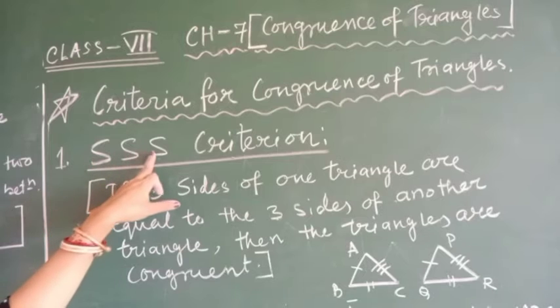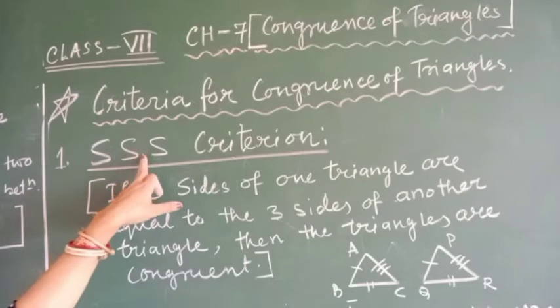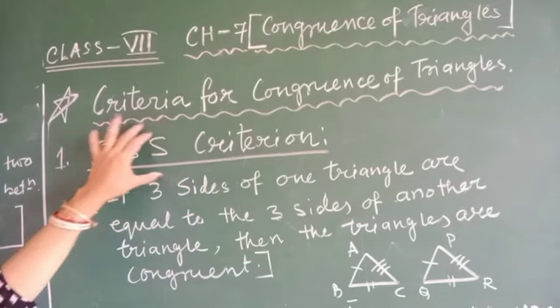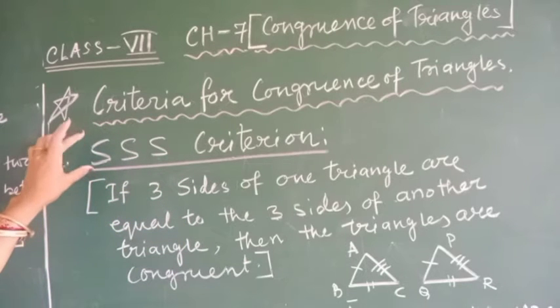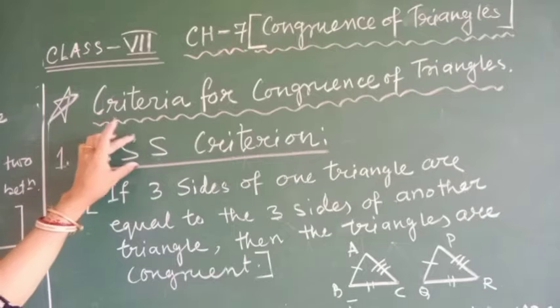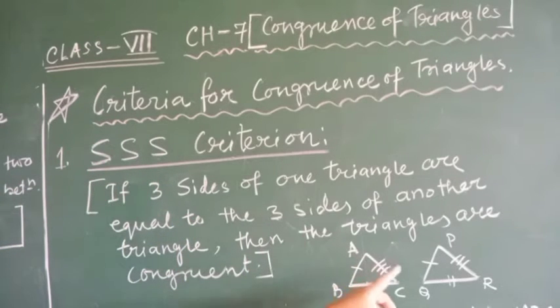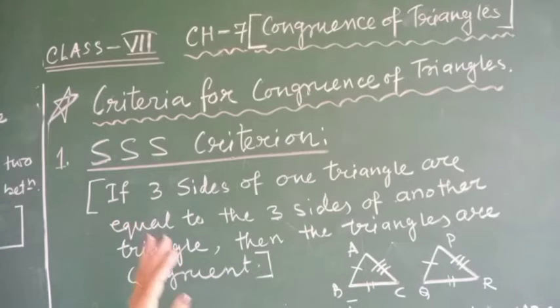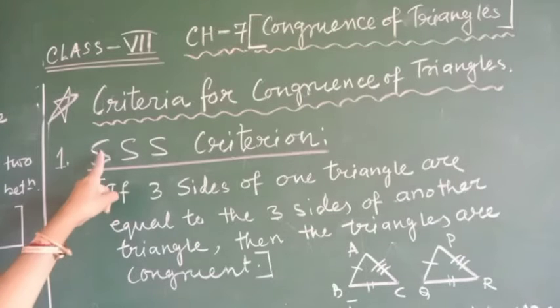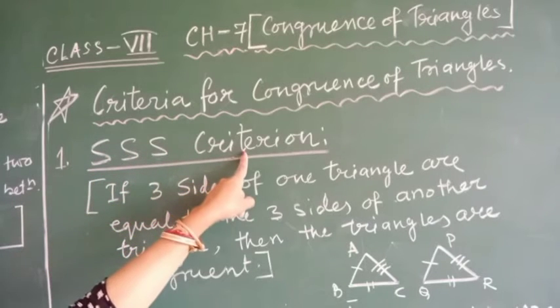SSS stands for side criterion. By the name, we can understand that if the three sides of one triangle are correspondingly equal to the three sides of another triangle, then we can say that these two triangles are congruent by side criterion.